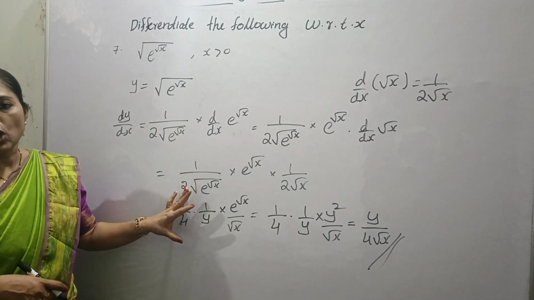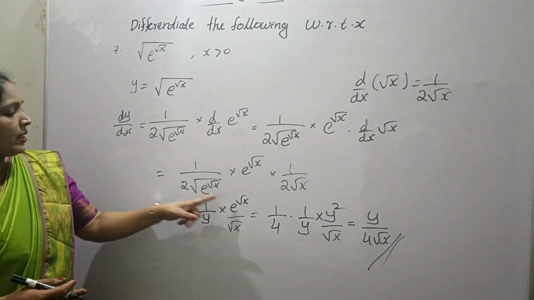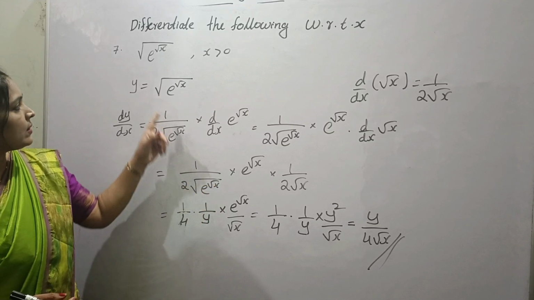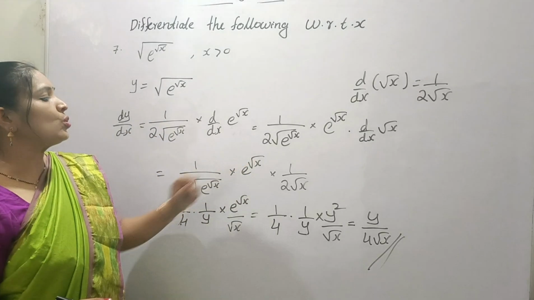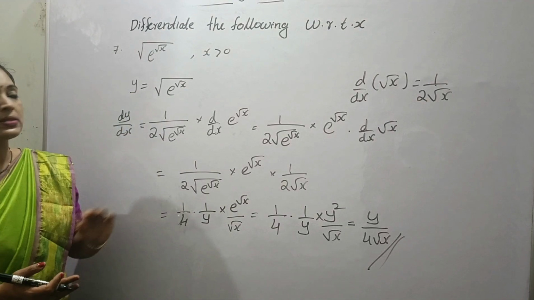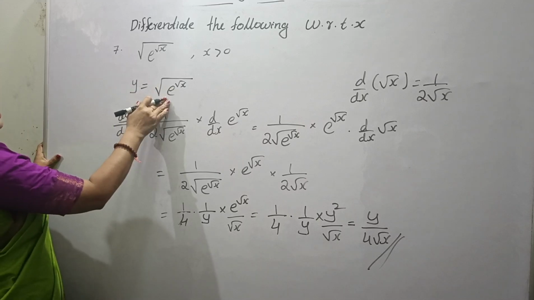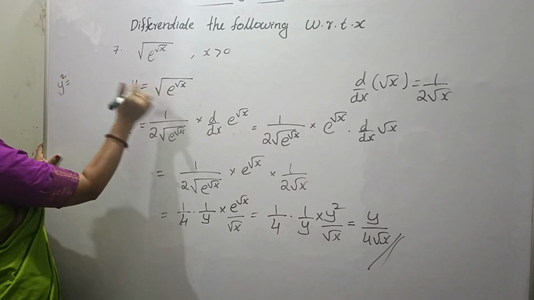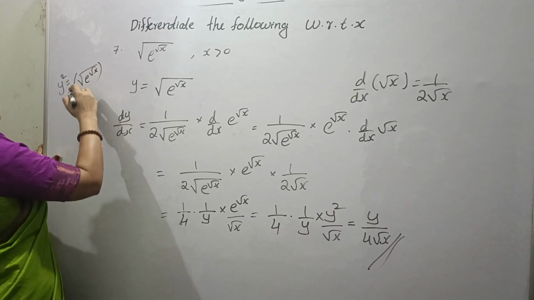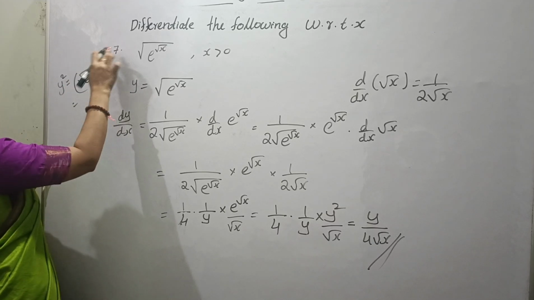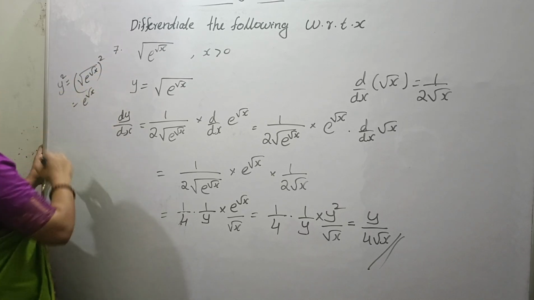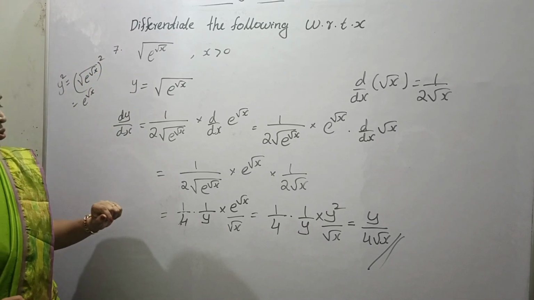Okay, so you just stop here. Stop from here. So here it is square root of e raised to root x, that is y. If y is equal to square root of e raised to root x, y square is, when you take the square on both sides, you will get y square is equal to e raised to square root of e raised to root x whole square. So this square will cancel, square root cancel. So it will be e raised to root x. So y square is equal to e raised to root x.